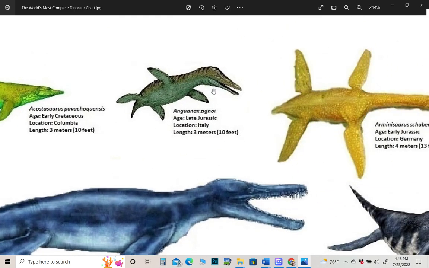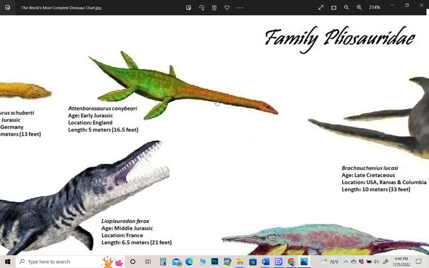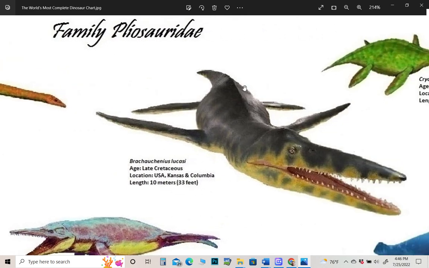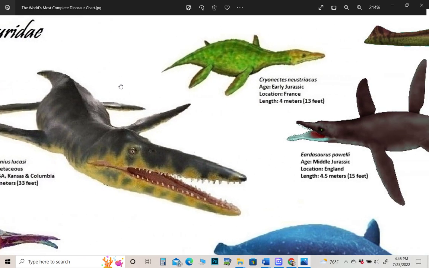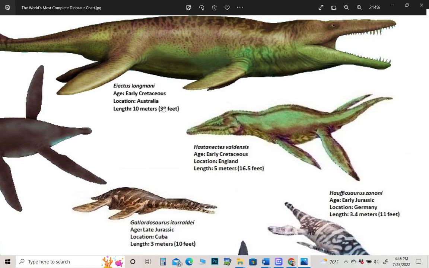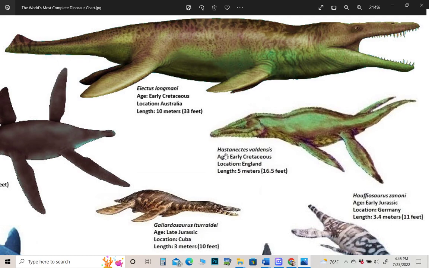Acostosaurus, Ingwanax, Armenosaurus, Adinburosaurus. I don't know why that was described with a long neck. I'm not exactly certain what's up with that. That might have been a mistake on the artist's part. Brochicenius, Chronectes, Eartosaurus, Eectus. This is split off from Chronosaurus last year, I believe.